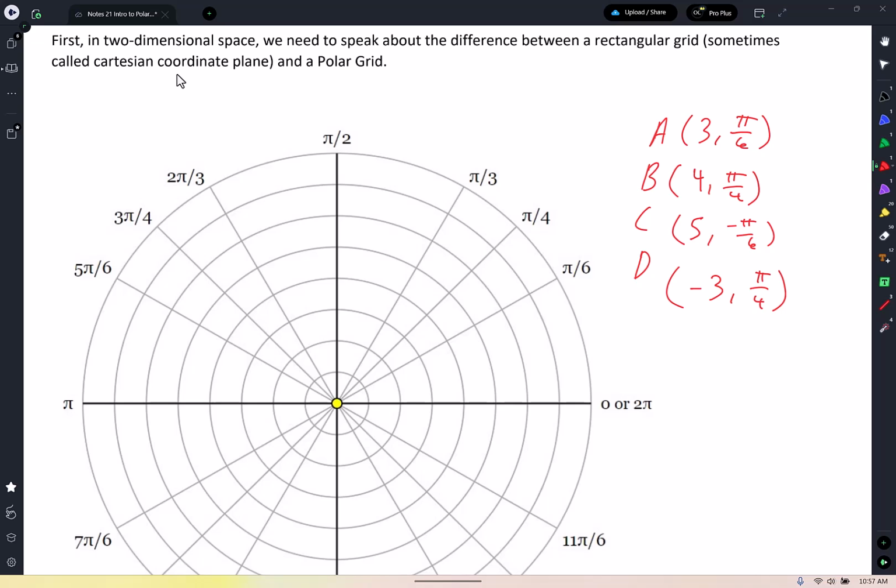Okay. In a polar grid, an ordered pair is r comma theta, similar to in Cartesian where you would have done x comma y. So an ordered pair is r comma theta, where r stands for, guess what do you think it stands for? Radius. And theta is an angle. It could be in radian or degree, but we're going to do it in radian.